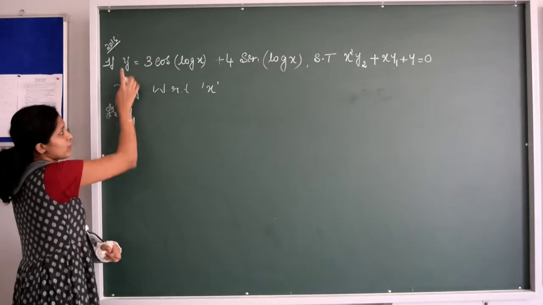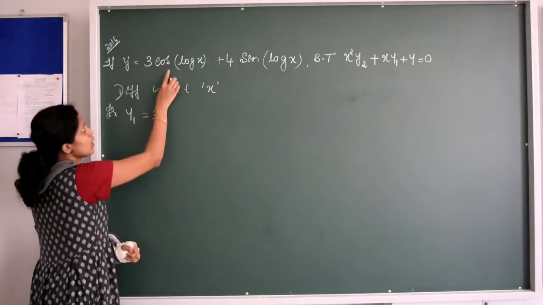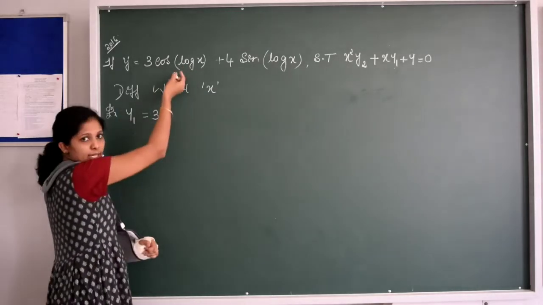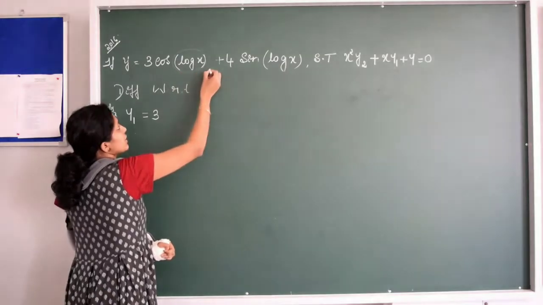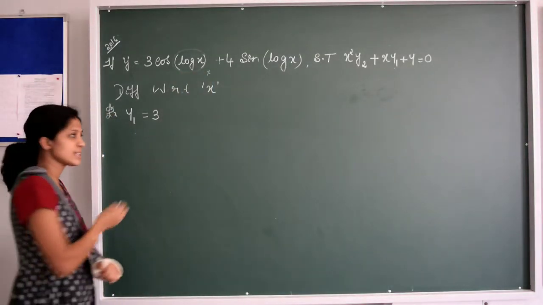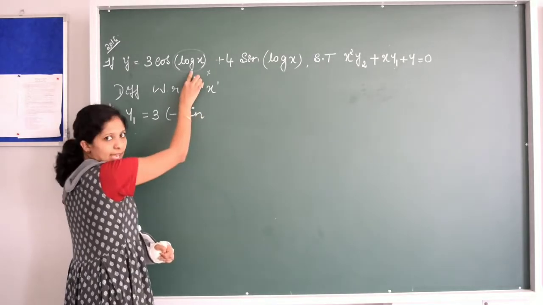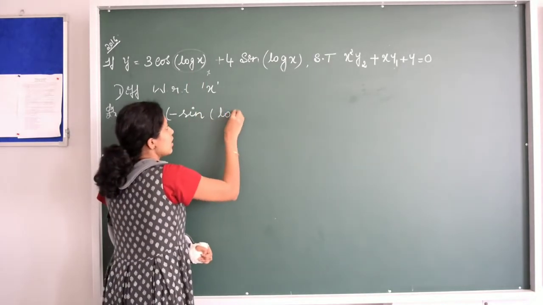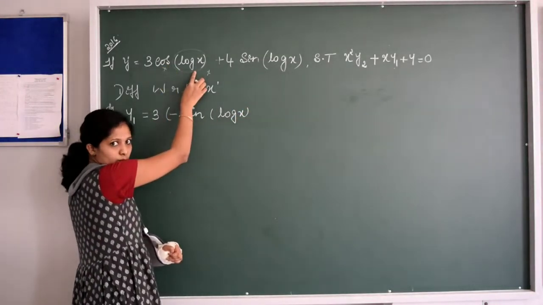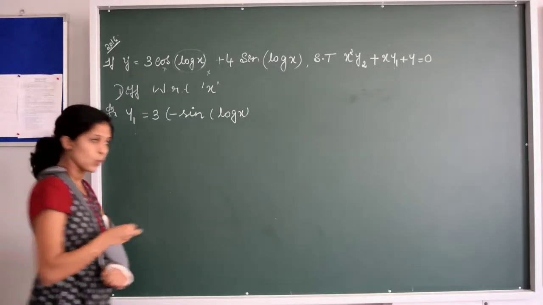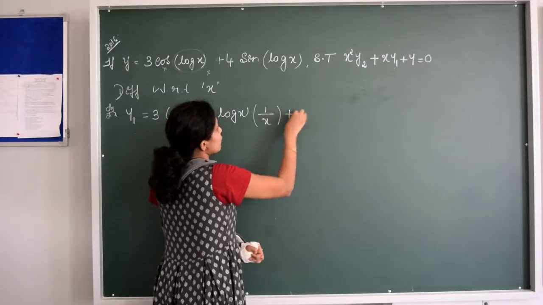Remember this: the derivative of y with respect to x, y1, is equal to 3 into cos of log x. Now here you have to apply the chain rule. This is of the form cos x. What is the derivative of cos x? It is minus sin. So this will now be minus sin, and in the place of x here we have log x. Then we are done with this cos. Now we have to differentiate log x. The derivative of log x will be 1 by x. Is it clear? 1 by x.